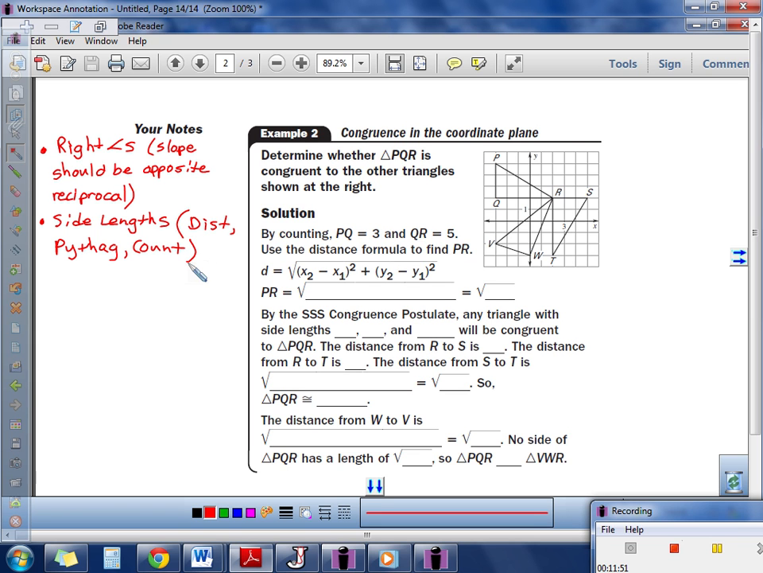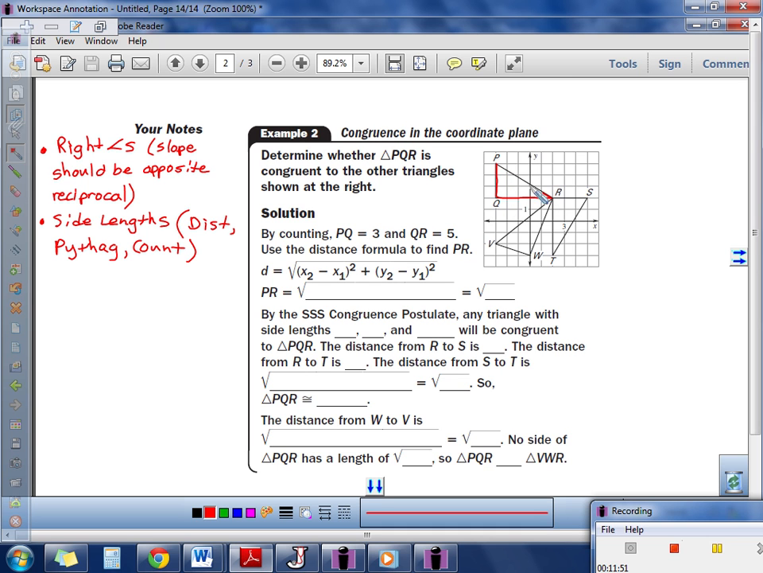These are things you should be able to prove whenever something is graphed. Whenever something is graphed, you should be able to prove their side lengths, and you should be able to prove, is it a right angle or not? A lot of times that'll help. Today, since we're dealing with side, side, side, we're not going to focus too much on the angles. We're going to just really focus on the sides. The question says, determine whether PQR is congruent to any others shown. So over here in the picture, we have PQR.